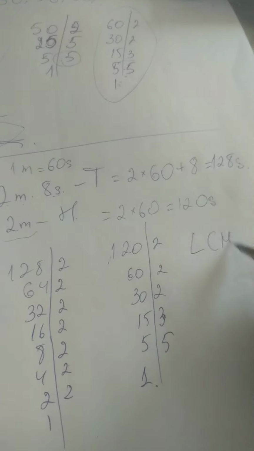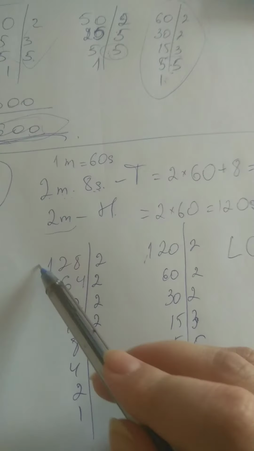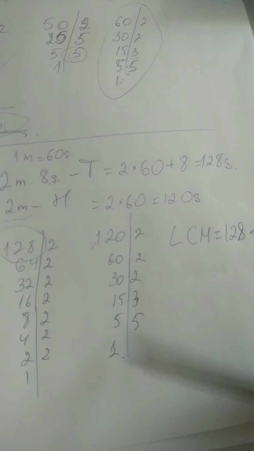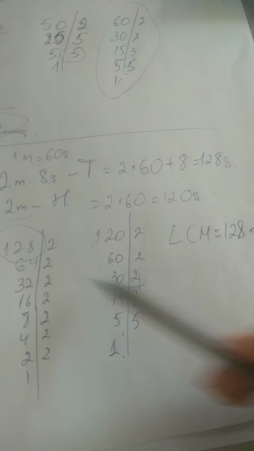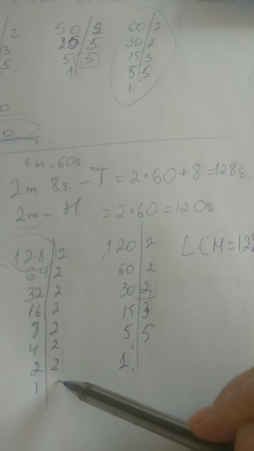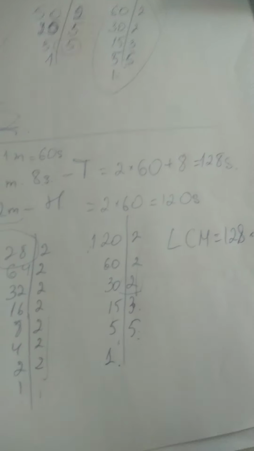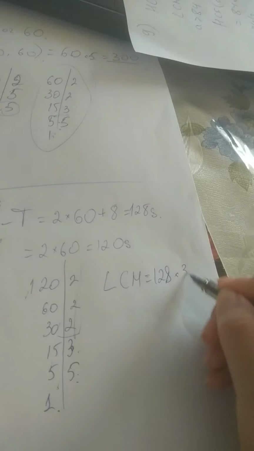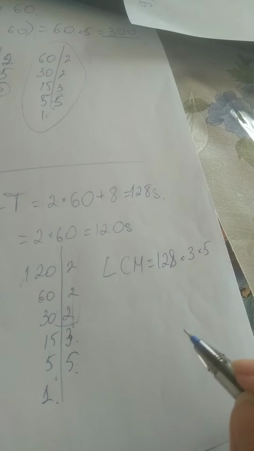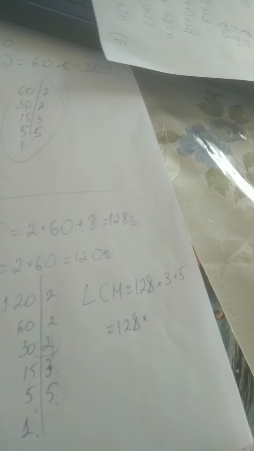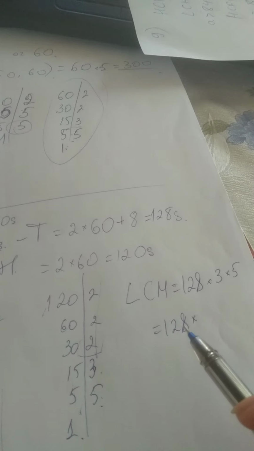That's it. So we need to find the LCM. For the LCM, we should choose the biggest one. The biggest one is 128. So 128 multiplied by what? Which factors are different? We have 2 to the power 7 in 128, so that's what we don't need. And 3 and 5. Here we don't have 3 and 5, so we should take both of them. Multiply by 3, multiply by 5.